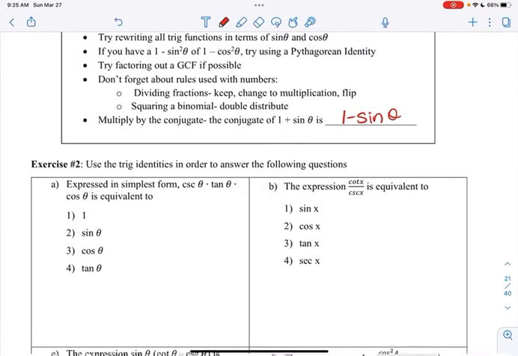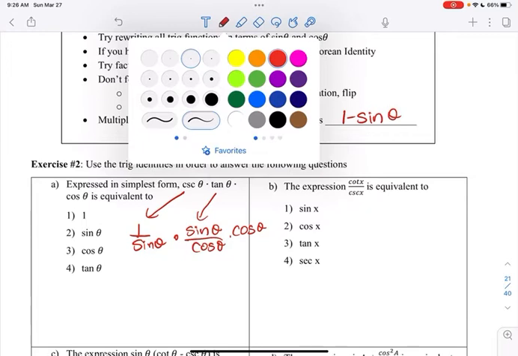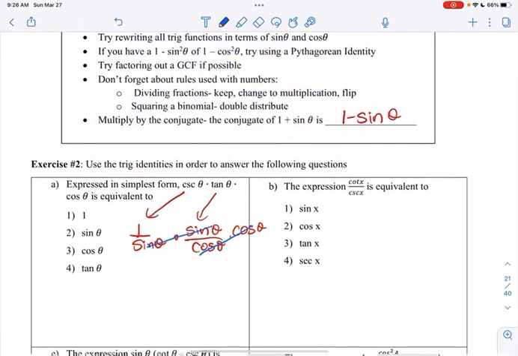All right, we'll try a few more. Expressed in simplest form. So this I'm just writing in simplest form. I'm not really getting the left side to look like the right side like I did before. So cosecant theta is 1 over sine theta. Tangent is sine over cosine. Oh, and I made a mistake. I wasn't adding these up. So let me get rid of that adding sign. I'm multiplying these. And cosine is just cosine. So let's see what I can get rid of. So I got this cosine, this sine. Oh, everything canceled. It's just equivalent to 1.